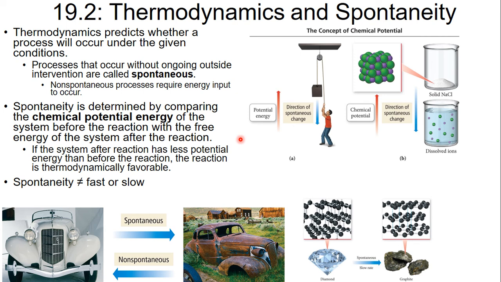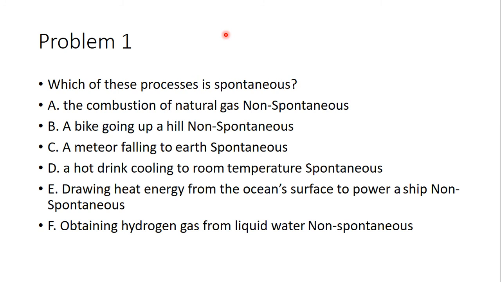And we can really determine if something is spontaneous by looking at potential energy. Basically, if the energy of the system is decreased, that's favorable and it's spontaneous. If the energy of the system increases, that's unfavorable and non-spontaneous. So let's just begin by looking at the word spontaneous. So this first problem is if these events are non-spontaneous or spontaneous.